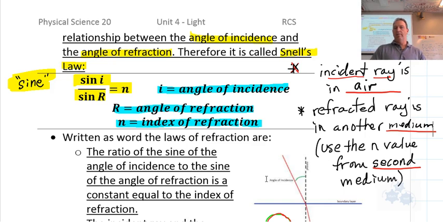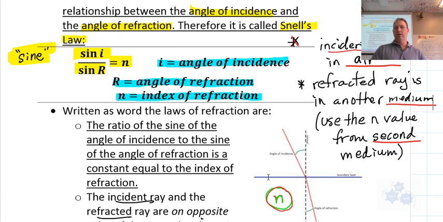Okay, so written in words, this is what it looks like. The laws of refraction in words now: the ratio of the sine of the angle of incidence to the sine of the angle of refraction is a constant, and that constant is equal to the index of refraction. So that's what this formula says. That's what it is in words. So the sine of angle I divided by the sine of angle R equals N.